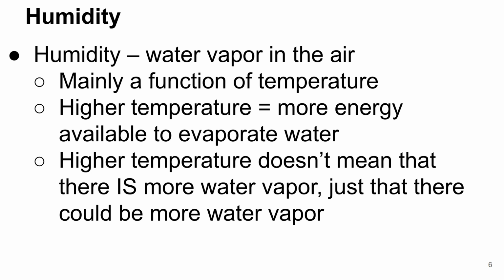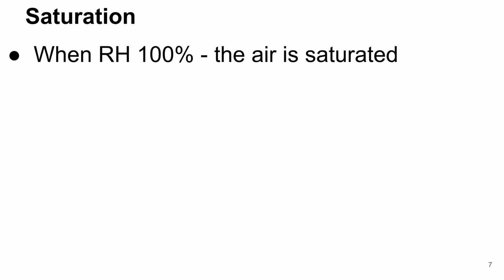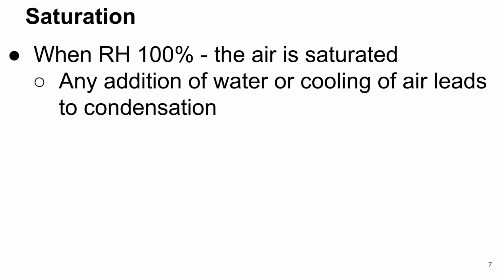I'll talk about the difference between specific humidity, which is what you have, and maximum specific humidity, which is like potential humidity. Saturation is an important concept. When the relative humidity is 100%, we say the air is saturated. All the energy to evaporate water has been used up. So it is impossible to add more water vapor to the atmosphere at that point once it's saturated. If you add water or if you cool it, you'll get condensation.